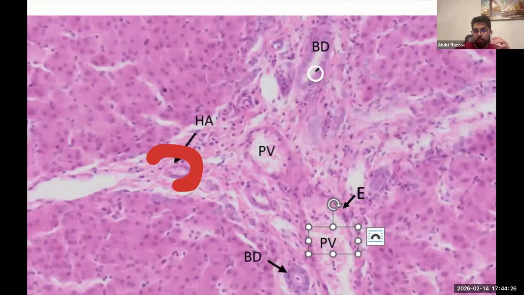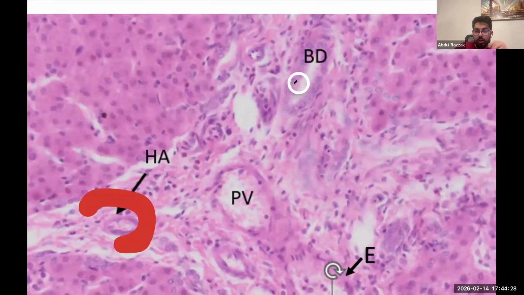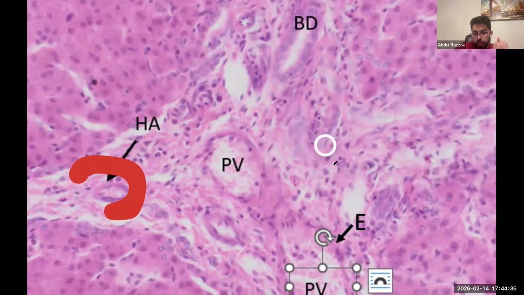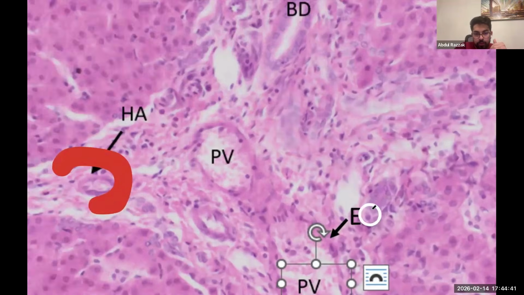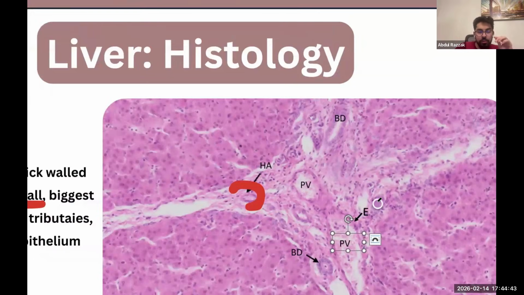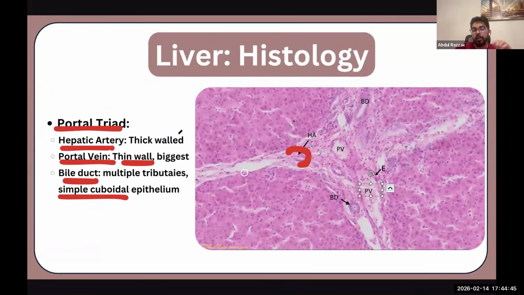You can also see another bile duct here, tamam, with very prominent, well-standing nuclei that are not squished. You can even see another one around here, tamam. This is probably another bile duct. Yeah, if you see a cuboidal epithelium, just immediately know this is a bile duct. If you see a thin wall, this is a portal vein, and if you see a thick wall, then that's probably a hepatic artery.